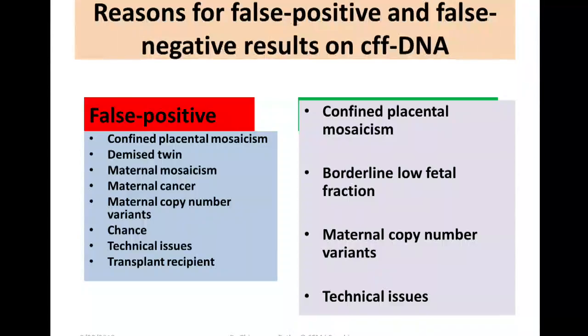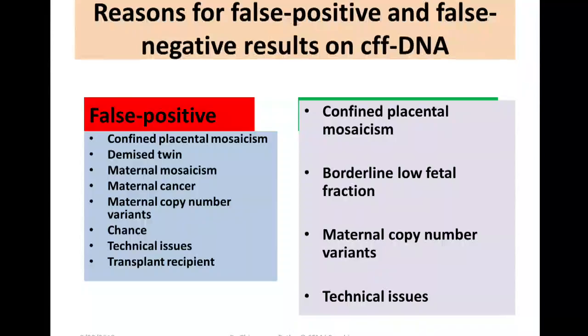The mother could be a mosaic karyotype which she is unaware of, and maternal mosaicism can lead to confusion in reading the DNA results. Maternal malignancies could lead to aberrations in chromosomes in the maternal circulation from technically non-maternal origin, which can again cause confusions. Copy number variants in the mother just by chance, technical issues, or if the mother is a transplant recipient. So if you have very borderline low fetal fraction, again your results may not be as accurate, and you have to be sure that whatever results you are giving is based on a good fetal fraction.